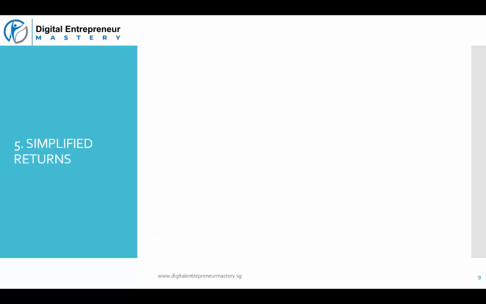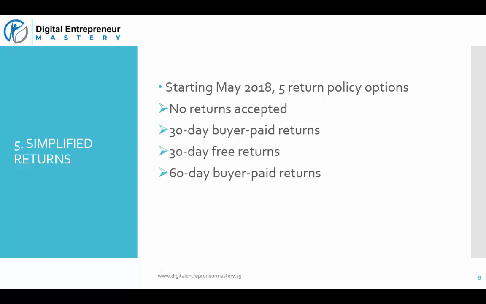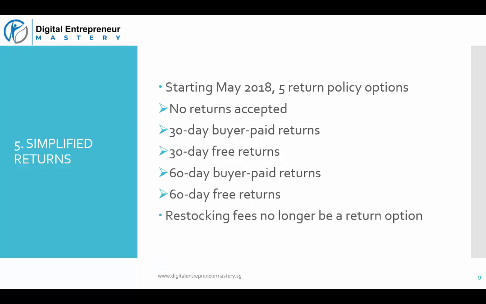So number 5 is simplified returns. Starting May 2018 this year, the 5 return policies which eBay has fixed are: you can accept no returns, 30-day buyer-paid returns, 30-day free returns, 60-day buyer-paid returns, or 60-day free returns. And you cannot charge restocking fees anymore. So there's no charging of restocking fees to the buyer.